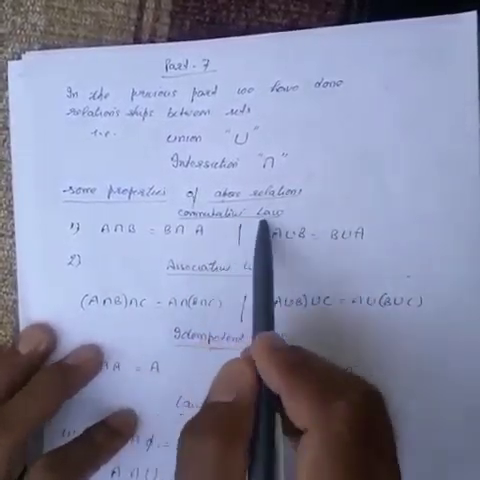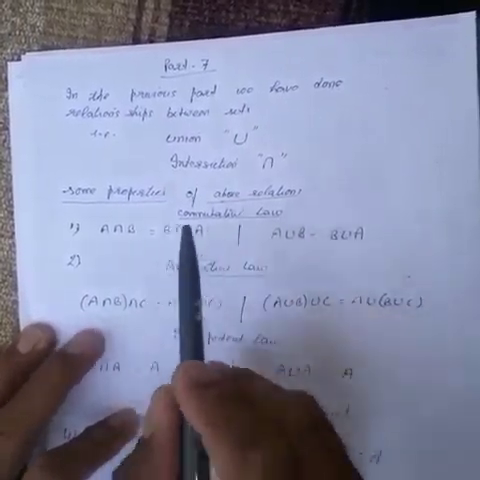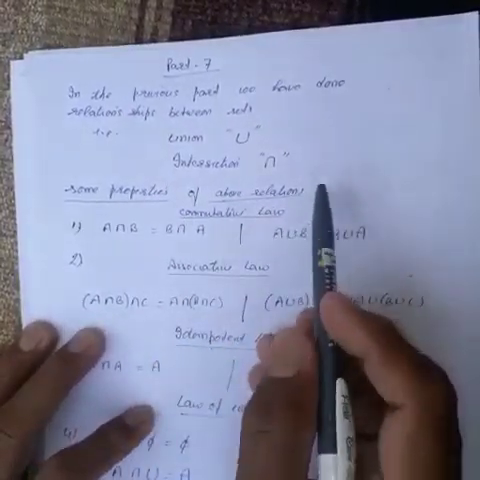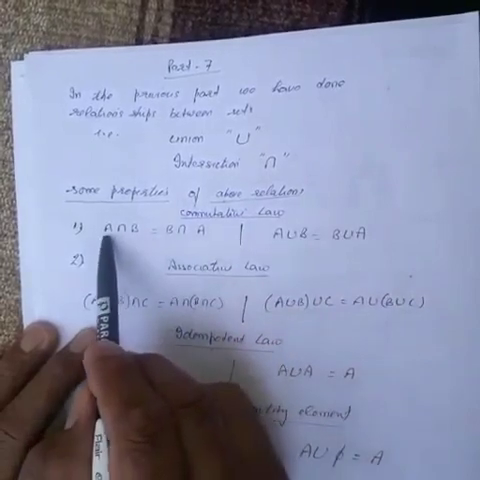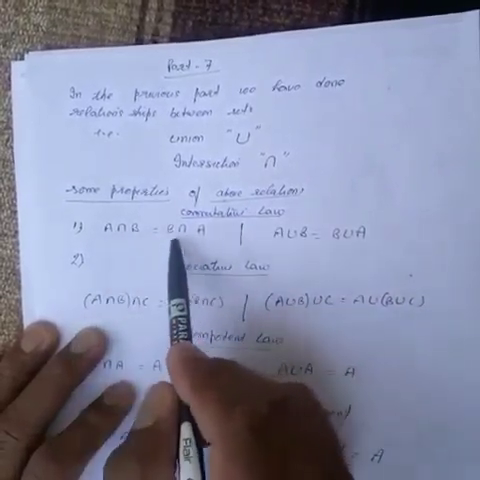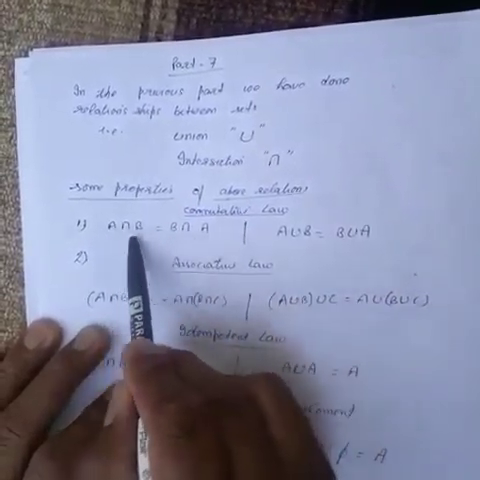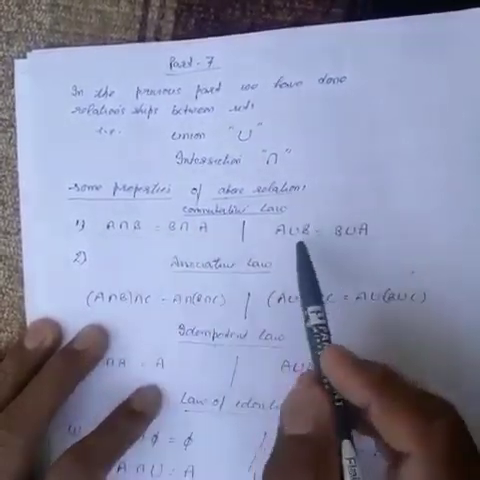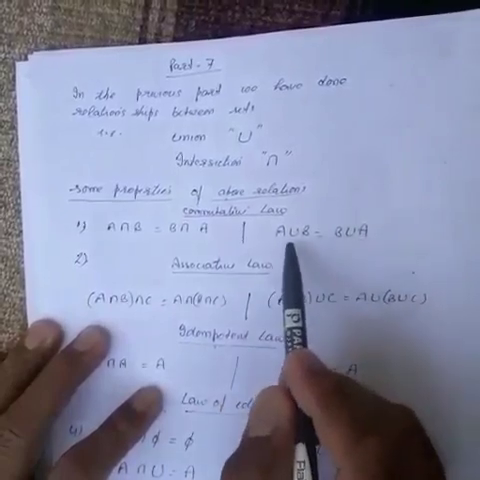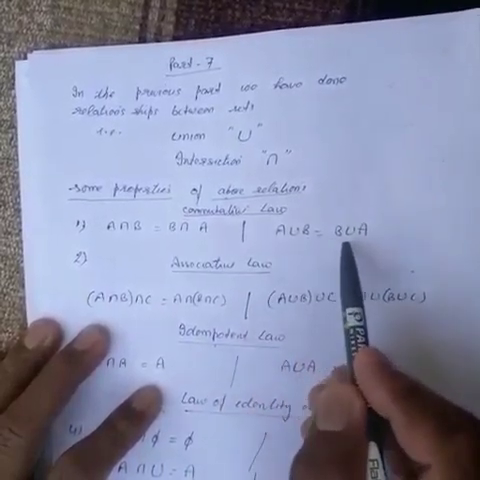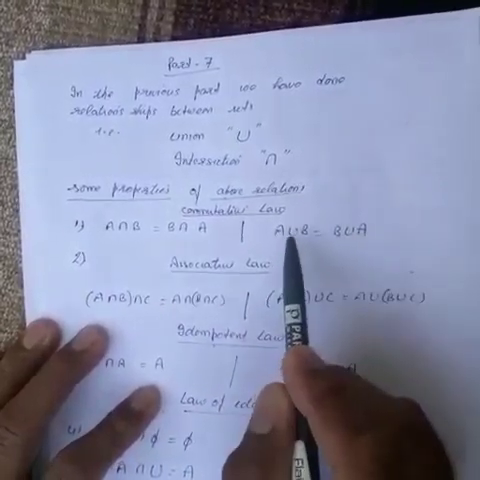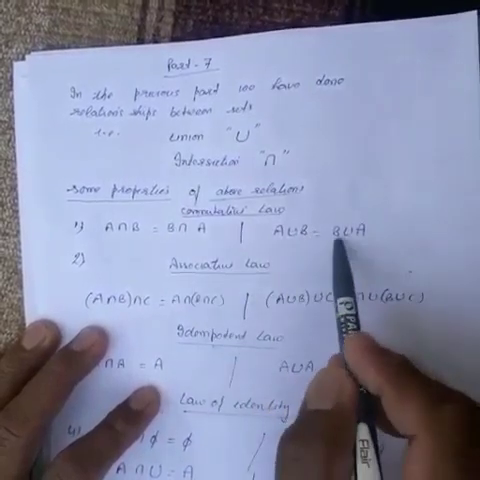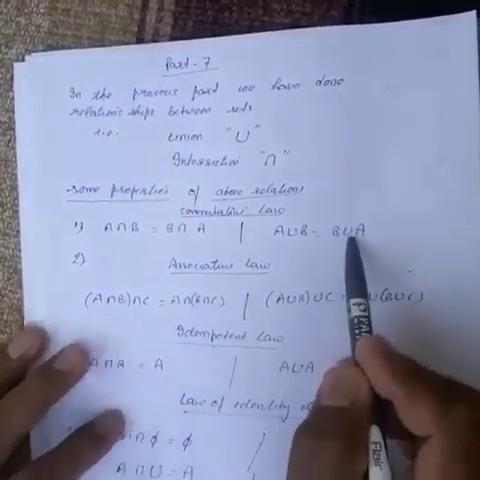So what is the commutative law? If A and B are two sets, then A intersection B will be equal to B intersection A. This is called the commutative law for intersection. Similarly, the commutative law for union: A union B will be equal to B union A. So if you find A union B or B union A, both of the sets will be equal.